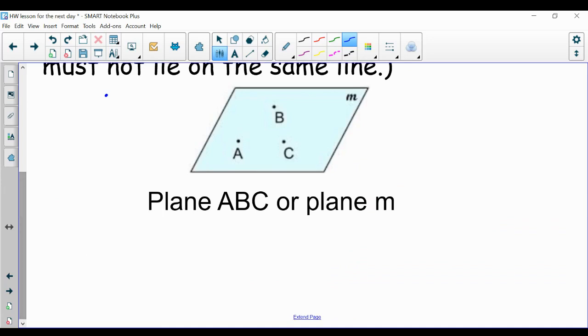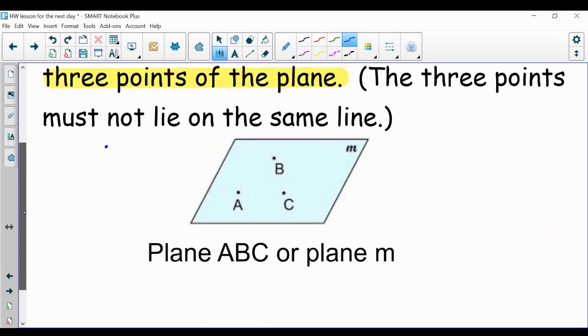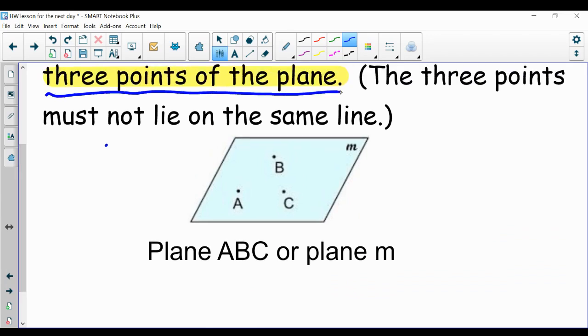So here's a picture of how we draw it. It's just a parallelogram, and on top of it, you use 3 points. Okay, so 3 points on the plane. So we call this plane ABC. Remember, use capital letters to indicate the points. So we call this plane ABC. And also, you see there's a lowercase letter. You can put any lowercase letter. I just put M over here. So we can also call it plane M.